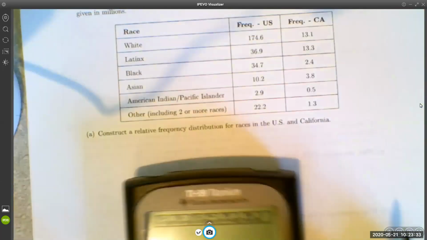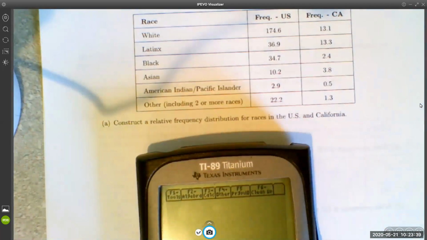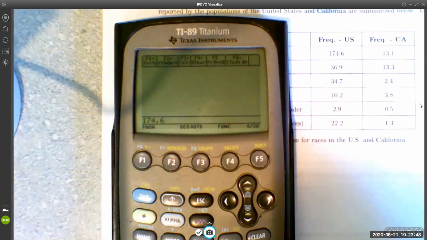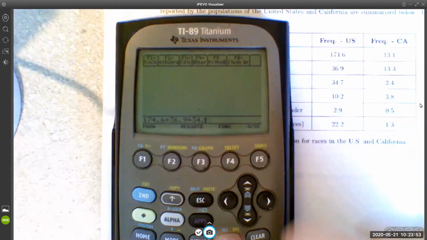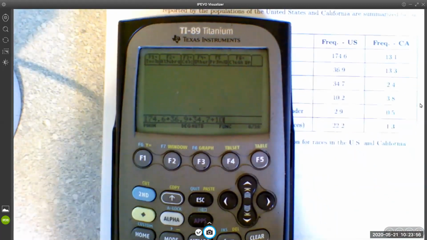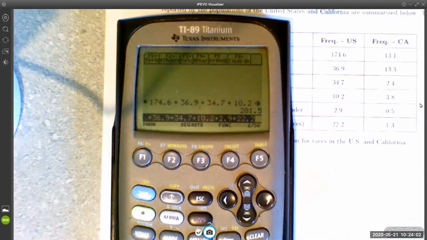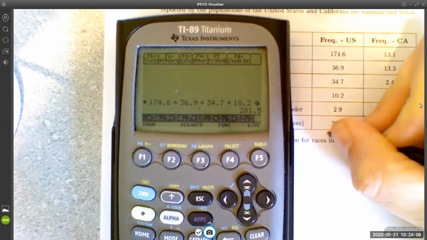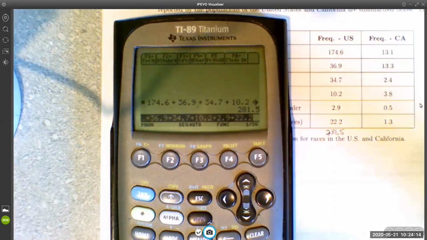So I'm going to add these up. For the US data, I would say 174.6 plus 36.9 plus 34.7 plus 10.2 plus 2.9 plus 22.2. So that's 281.5. All right. So the total here is 281.5. So almost 300 million US residents, right? And then same thing for California.